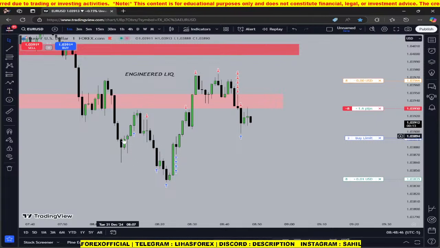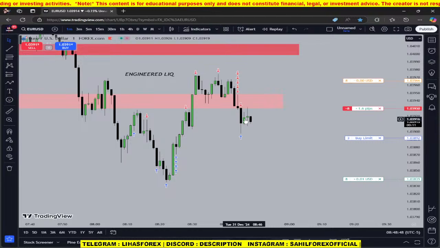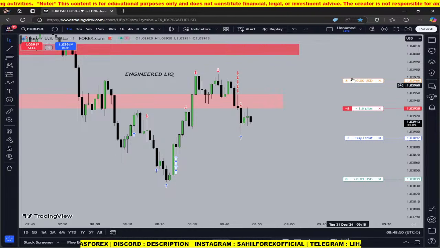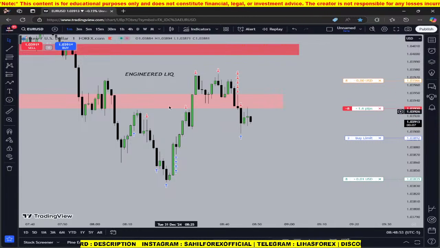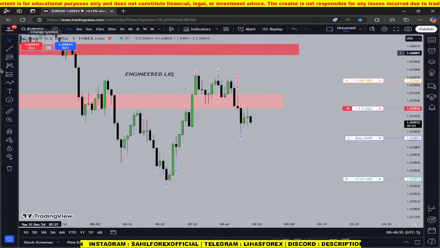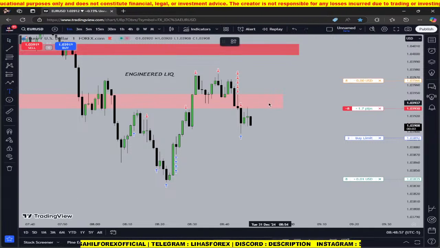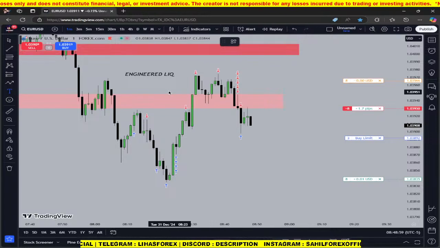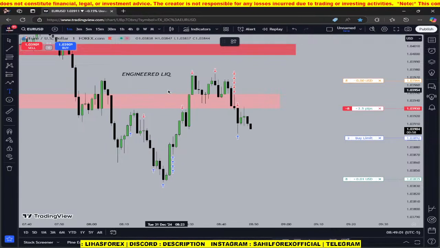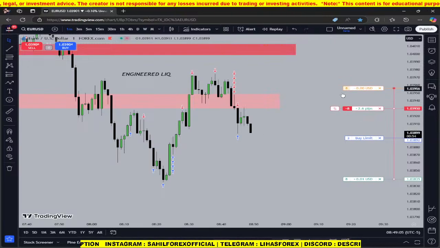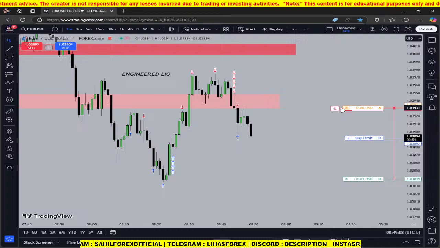I want this area to get captured immediately. Then I'll put my stop above this balanced area. Let's see. That is what I'm expecting here. With speed, as this area gets captured, I'll just move my stop over here.